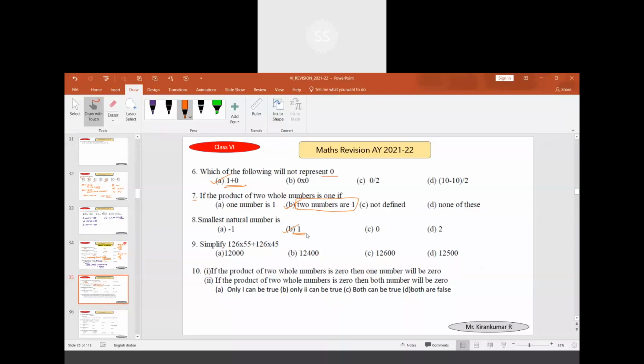Again, here there is a distributive property. 126 should be multiplied into 55 plus 55. It will become 126 into 100, which is 12,600. I have already written it. 10th question, you have to just observe it.